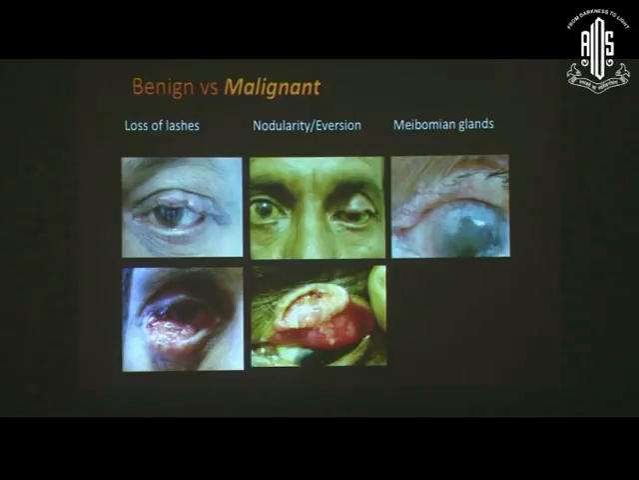You have to see the meibomian glands to see the thickness of the lid margin and the effacement of the meibomian glands, and other features such as altered pigmentation, associated infection, inflammation, and the history of repeated surgeries.